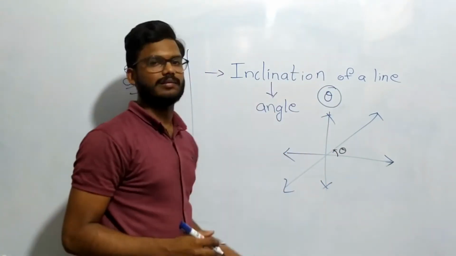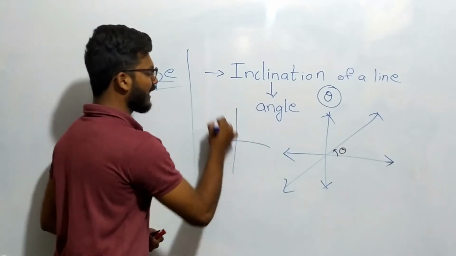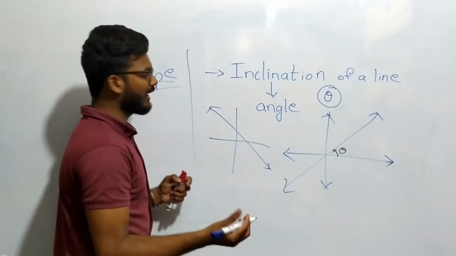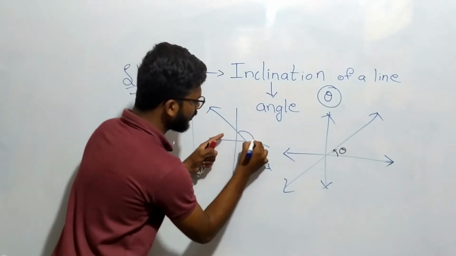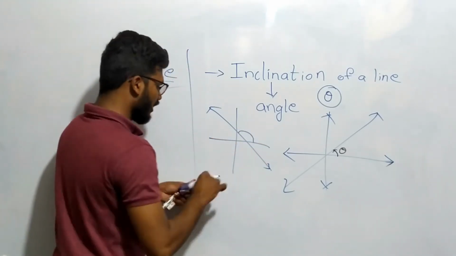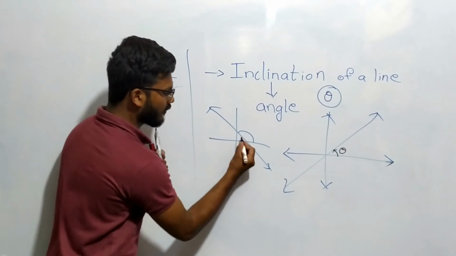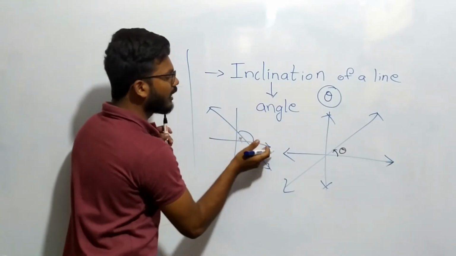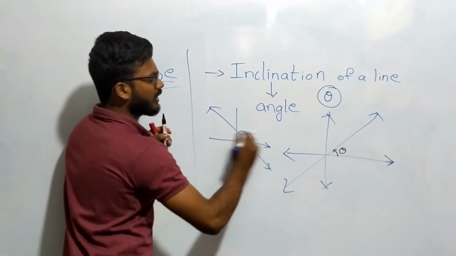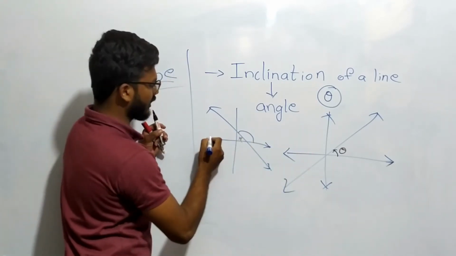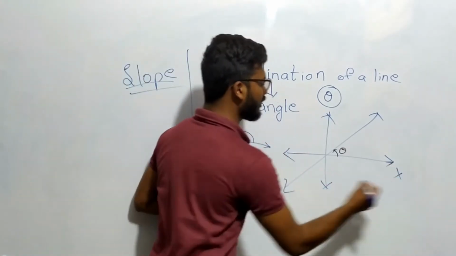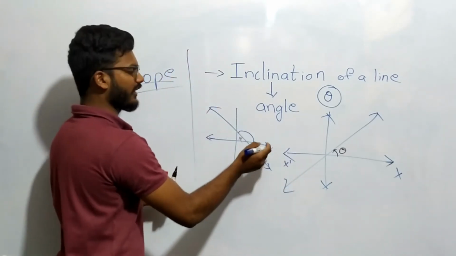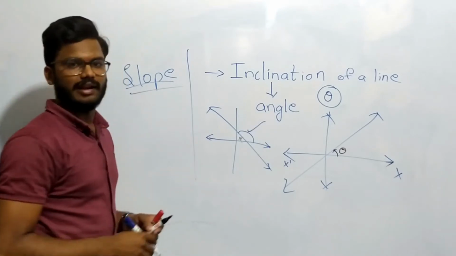But suppose if the line is like this, then where will we get inclination? Inclination is nothing but this total part. But here, this angle is not inclination. What I told, we have to measure along the positive direction of x-axis. This is the positive direction. This is the negative direction, right? This is positive x-axis and negative x-axis. So we have to measure along the positive direction of x-axis, and this will be the inclination.